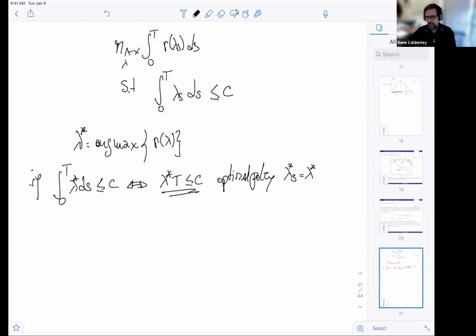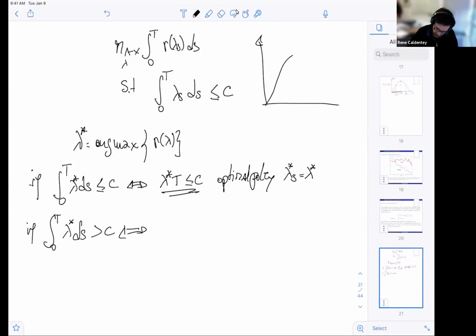Okay? But on the flip side, if you don't have enough inventory, if the integral from 0 to t of lambda star ds is greater than c, then you cannot implement that policy. If you go back to the little plot that I showed you before, this is lambda star, this is r of lambda. So if you cannot implement this, you're going to implement a lambda which is smaller, but as large as possible.